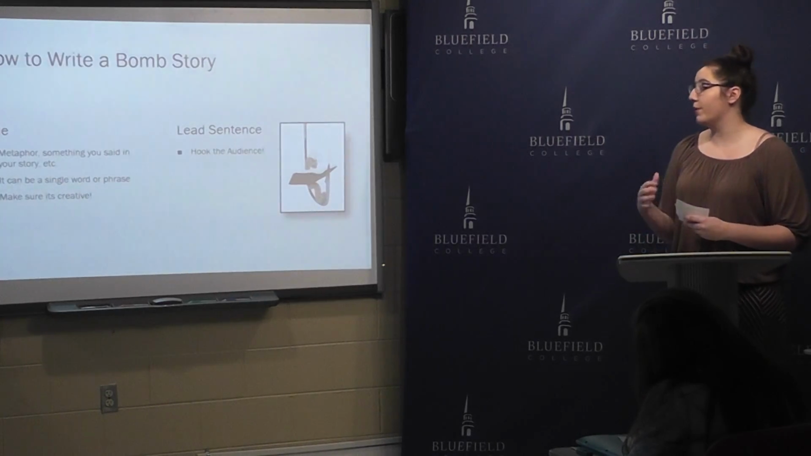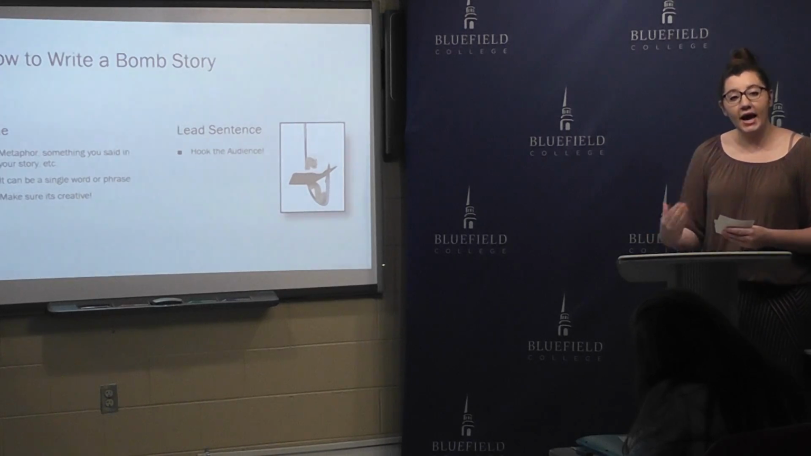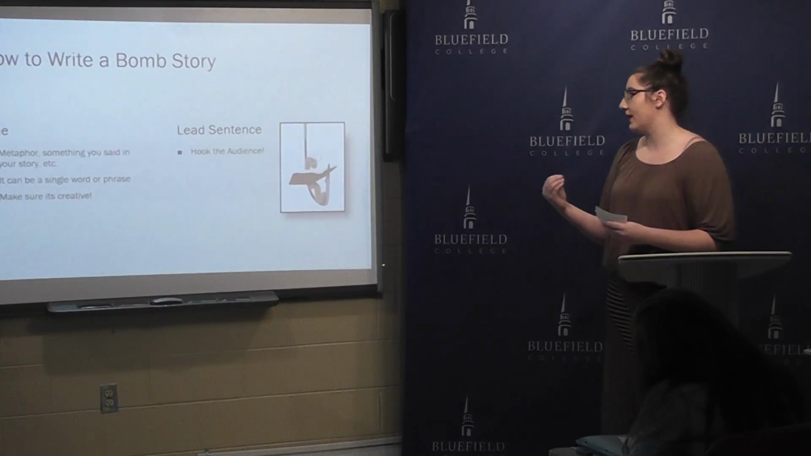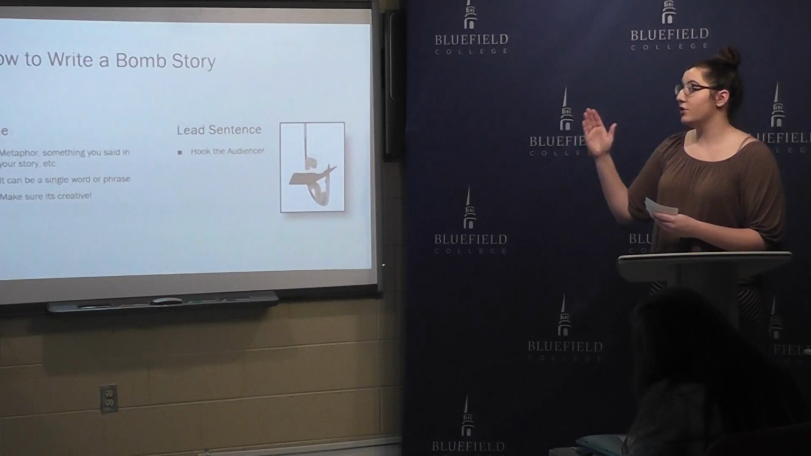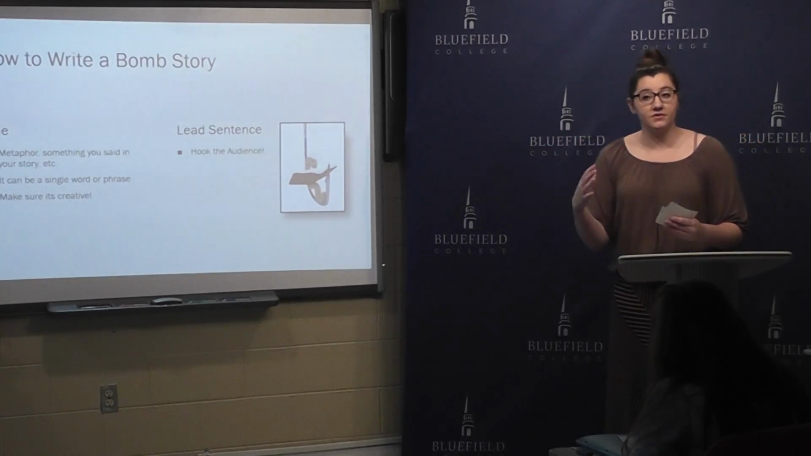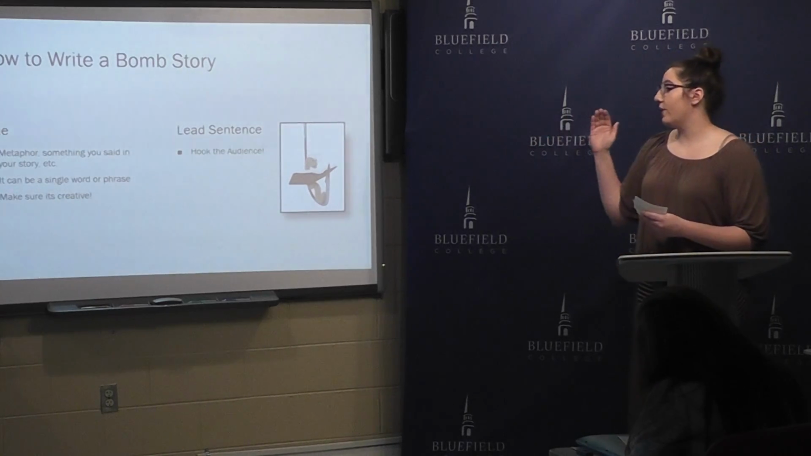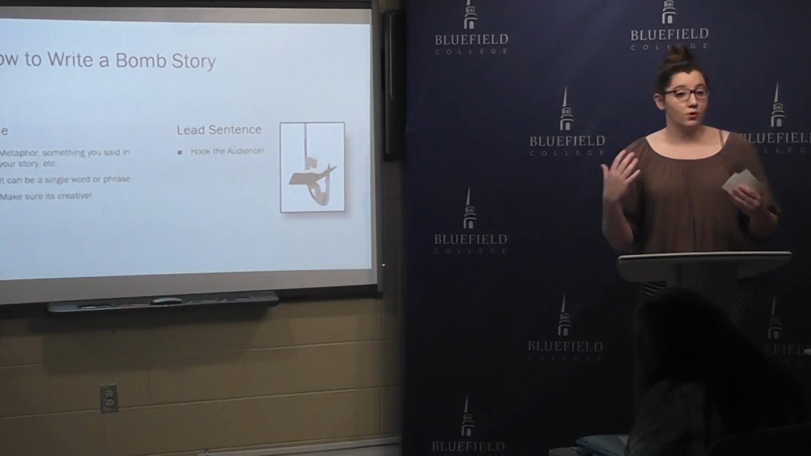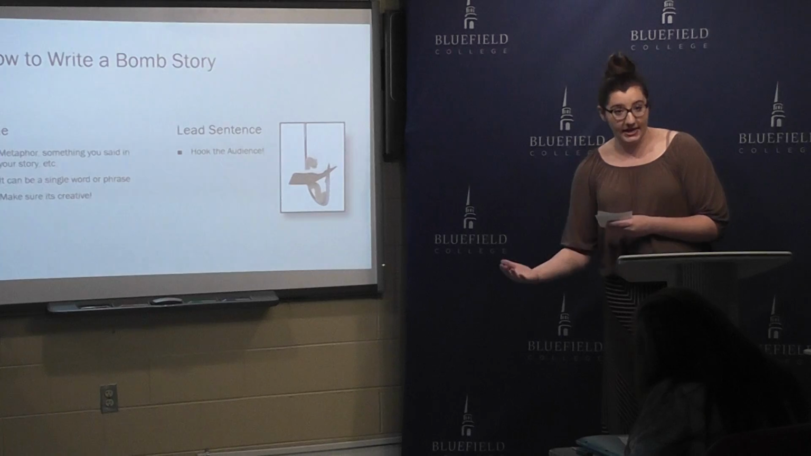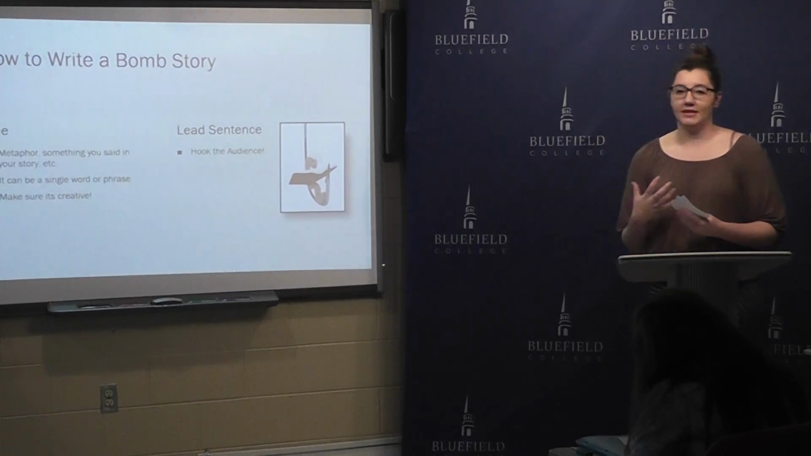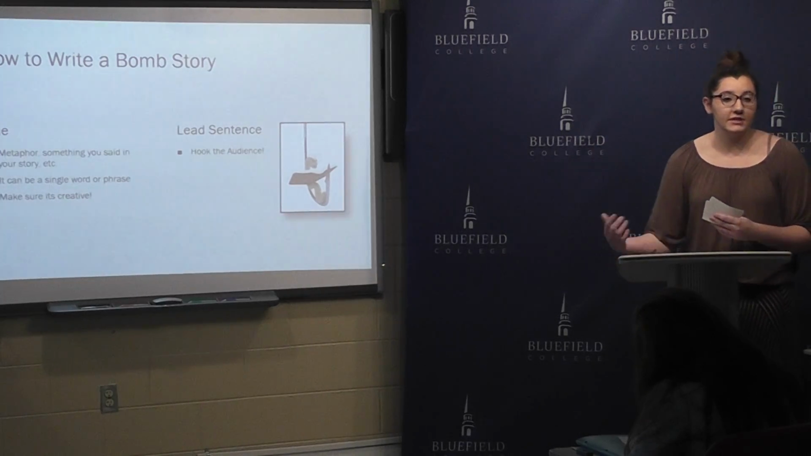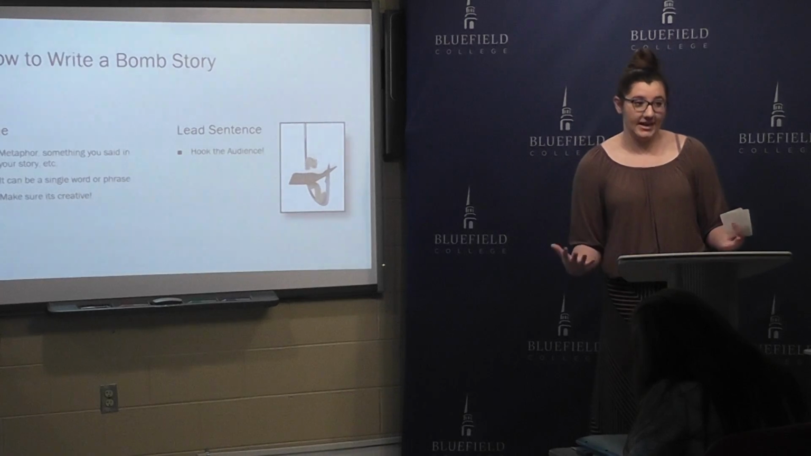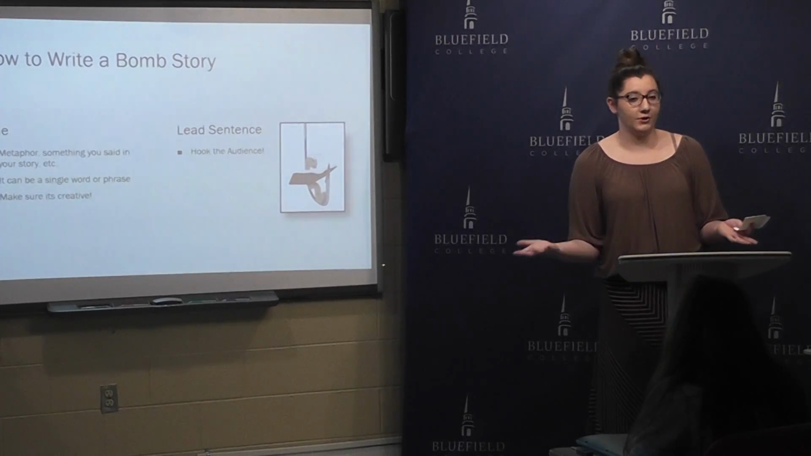So now we have what we want to write, but how do we make that great story? First off, you want to work on your title. This is the first thing your audience sees, and so it has to be something creative. It can be a single word or a phrase or a metaphor or something that you say in the book. But if your story is about apple trees, you don't necessarily want to title your thing Apple Trees. You want to think of something more creative.